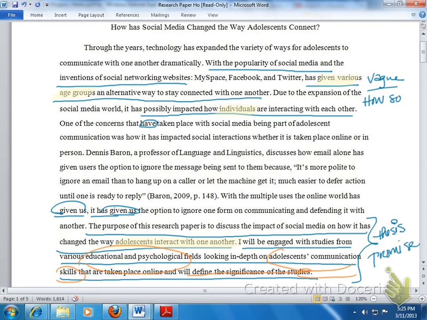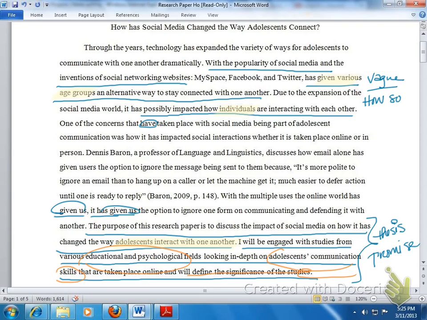We should all assume that they're going to define the significance of any study they talk about. That's part of your analysis. It's a given, so you don't need to tell us, okay? So this educational and psychology part, if it's important to their approach, then they might need to talk about it, but they can combine it into that earlier sentence.